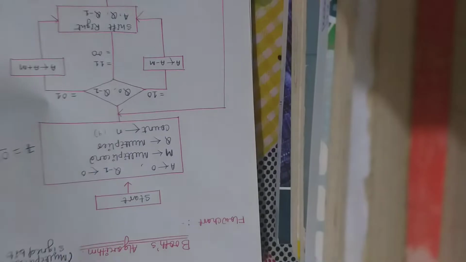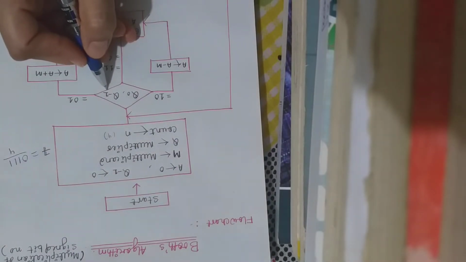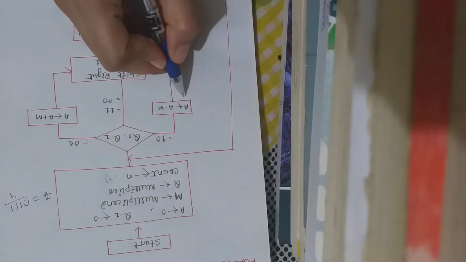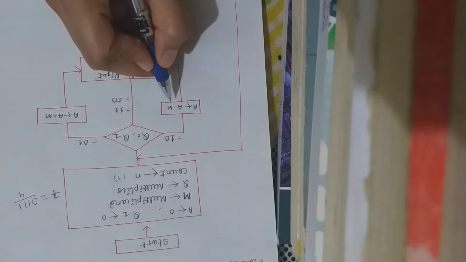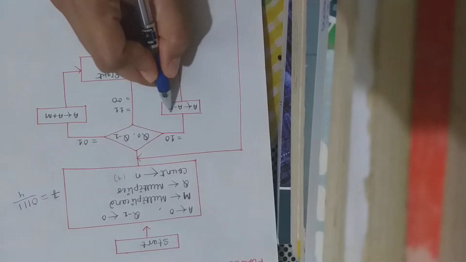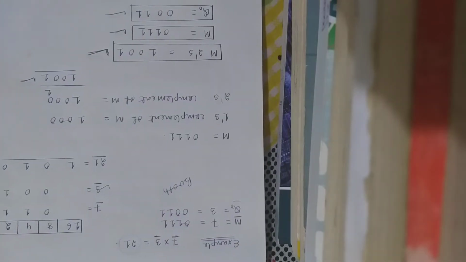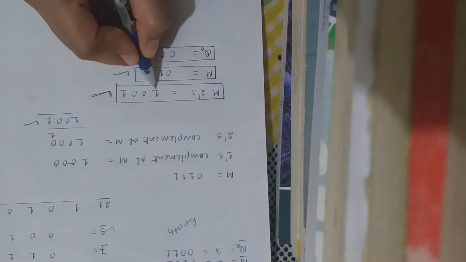But why is M's 2's complement needed? Because in our flow chart, if Q0 and Q minus 1 bit is 1 0, then we have to calculate the accumulator value, that means A minus M. A minus M means A plus the 2's complement of M. So we have to find the value of the 2's complement of M. So here we have calculated M's 2's complement. This is 1 1 0 0 1.